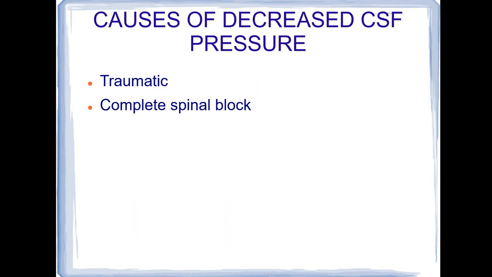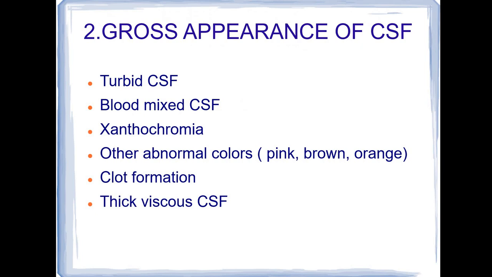Decreased CSF pressure is seen in traumatic or complete spinal block. As for gross appearance, I told you it is a clear, colorless fluid without any clots. The other abnormal fluids which can be seen are turbid CSF, blood mixed, xanthochromia, which means yellow-colored CSF, or abnormal colors like pink or brown, clot formation, or thick viscous fluid.